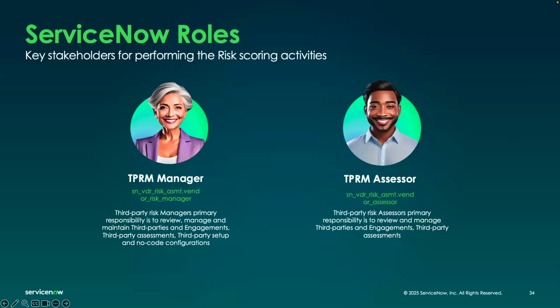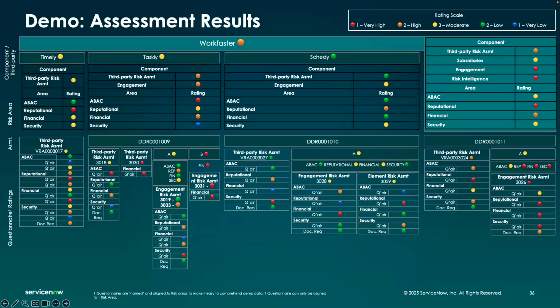So with that, let's quickly jump into the demo in the instance and investigate in detail. As you can see, we have the third party Workfaster, and it has the subsidiaries Timely, Taskly, and Schedule. These are basically your subsidiaries as your components. The third party Workfaster itself has an assessment, which is a component third party risk assessment. You see that over here. It also has engagement and risk intelligence.